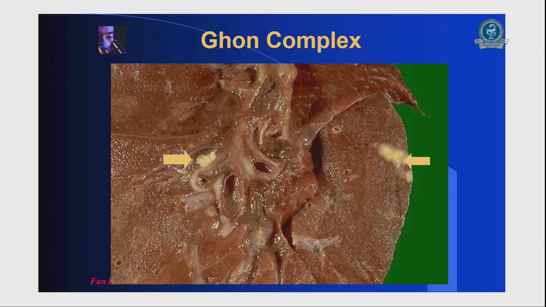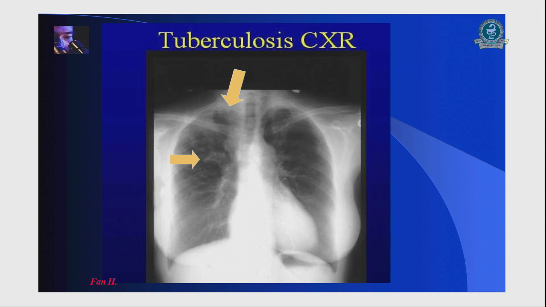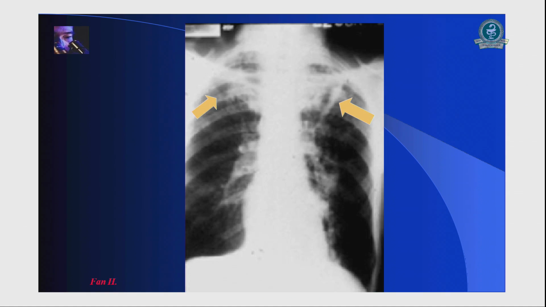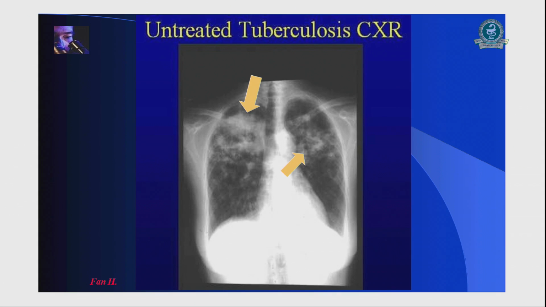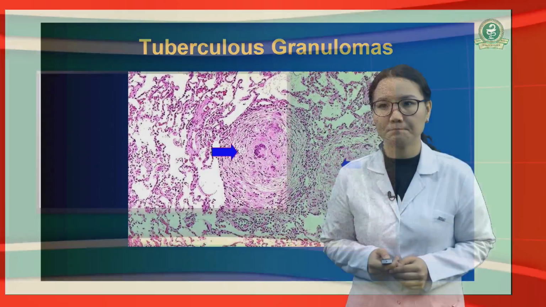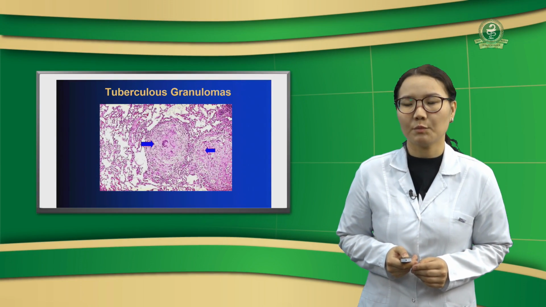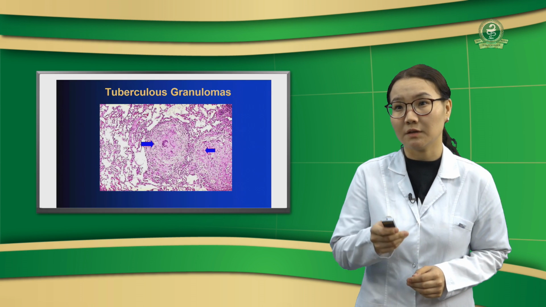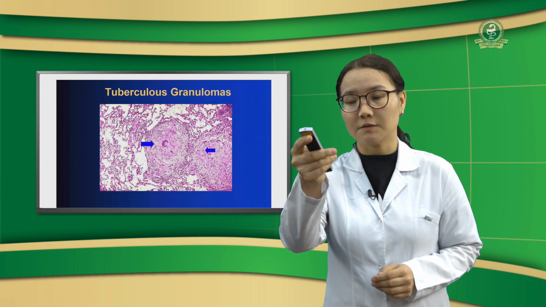Ghon complex, as you can see in this picture, the cavities of the Ghon TB, primary TB. Tuberculosis CXR, as you can see in this picture, also we have the cavities of TB. This picture also contains the cavities of primary TB. Also, as you can see here, it is primary complex TB. Tuberculosis granuloma in the microscope, as you can see here, the cavities of TB, bacilli.